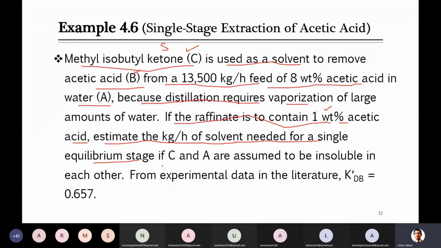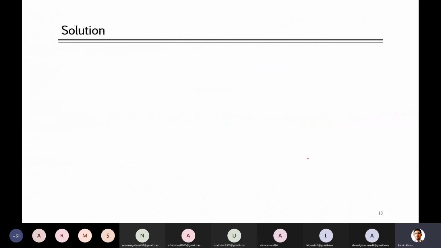If C and A are assumed to be insoluble in each other, you just consider here that they are insoluble, they are immiscible with each other. So it means you can apply all those equations which we have just discussed. That case can be applied here. Another term you needed for calculation is a distribution coefficient for acetic acid between isobutyl and water, and that is also given, 0.657.